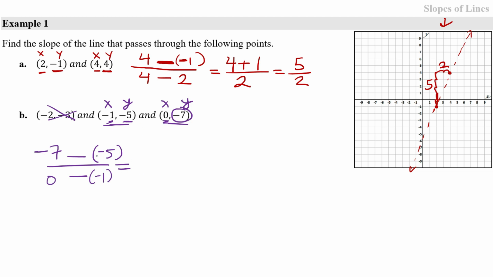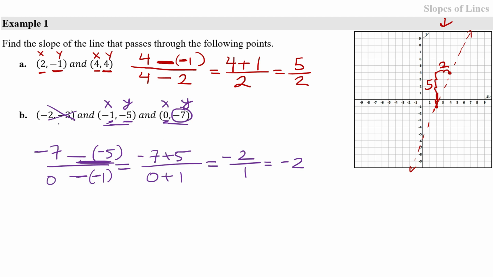And this, once again, this double negative here becomes a positive, so I'm going to rewrite that as negative 7 plus 5. On the bottom, same thing here, negative negative becomes a positive. And if I do my math, negative 7 plus 5 is going to be negative 2, and then 0 plus 1 is 1. And if I simplify that fraction, negative 2 divided by 1 is a negative 2. So that's the slope of the second line.